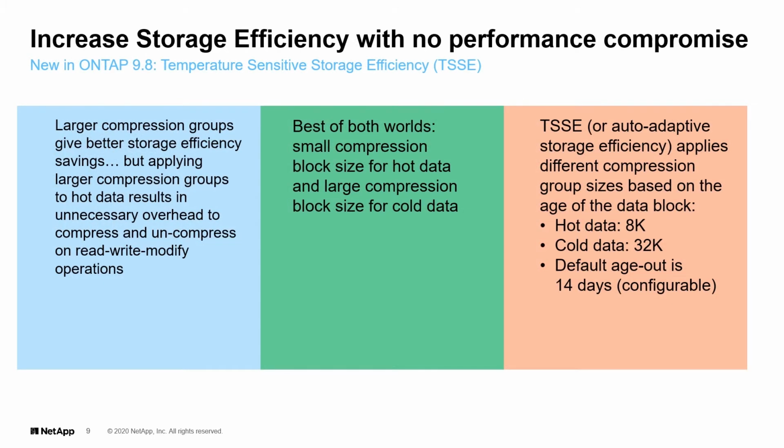ONTAP 9.8 introduces some key evolutionary changes in how storage efficiencies work together. This will help to improve performance and data reduction ratios, and is known as temperature-sensitive storage efficiency. The system will differentiate between hot and cold data. In doing this, it will prioritize what methods are used to compress that data. For instance, if the data is considered hot, it will use an 8K compression group. If the data is considered cold, it will use a more aggressive 32K compression group to provide even more space savings on that data that can then be compressed.